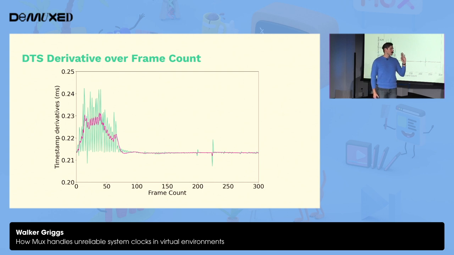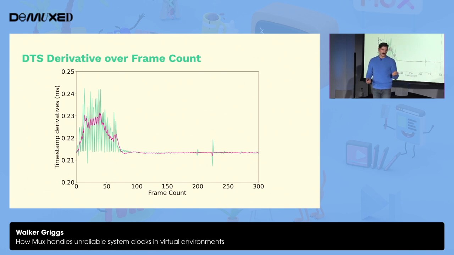For starters, it needs a legend: DTS in green, PTS in pink, and this is only the first 10 seconds of that live stream. We've clamped it down to the first 300 frames. After 100 frames or so, well, we start to realize that things look pretty normal. I mean, there's still spikes in the wall clock, but denoising takes away a lot of that edge. The first few frames, those tell an interesting story.